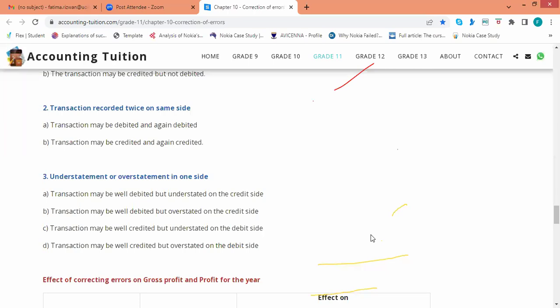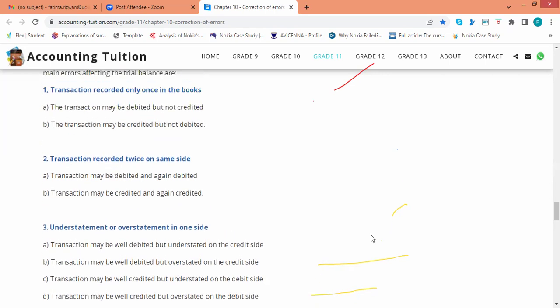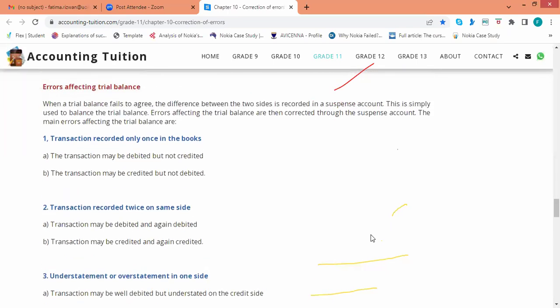Your main focus is going to be on the errors that do not affect the trial balance: error of omission, error of commission, error of principle, original entry, compensating, complete reversal, and so on. These are the errors that would come in your paper as well, and I would ask different questions. I may give you numericals based on it. I may give you a small theory based on it. The errors that do affect the trial balance, these three errors that we just studied, you should know also, but they do not hold great importance, right?